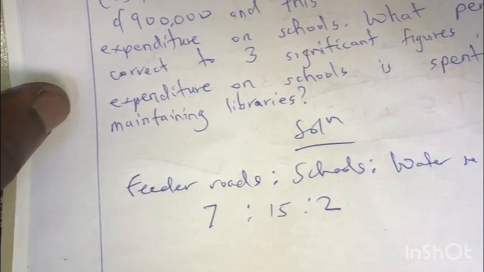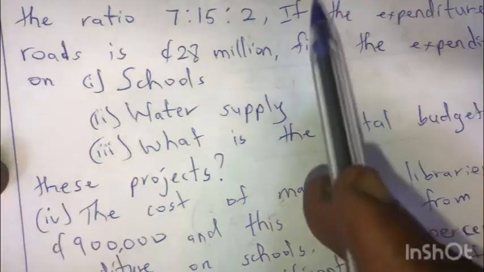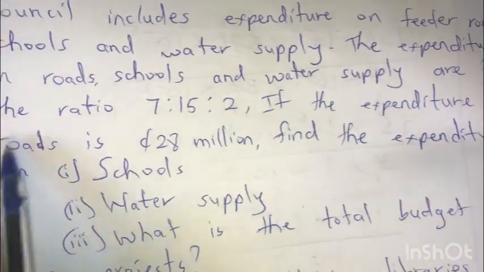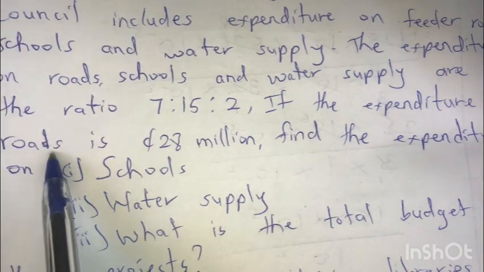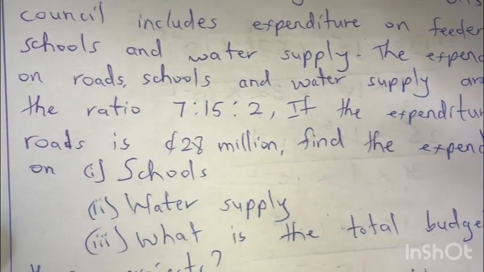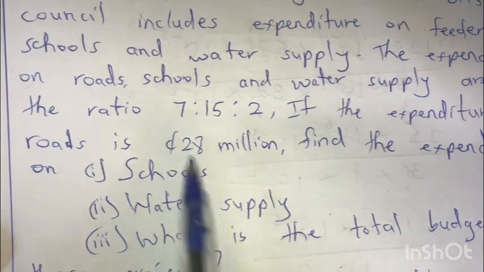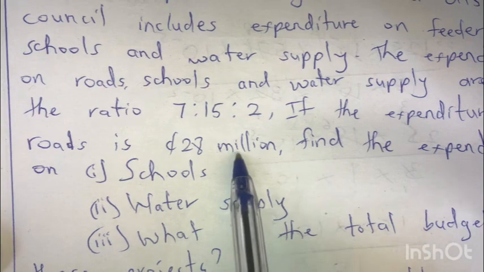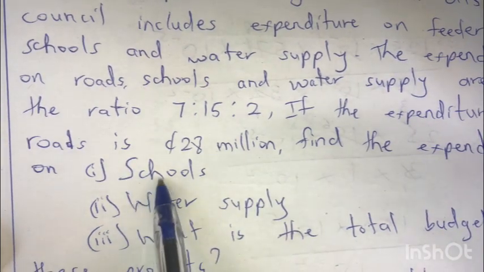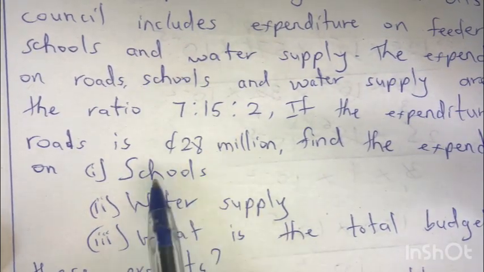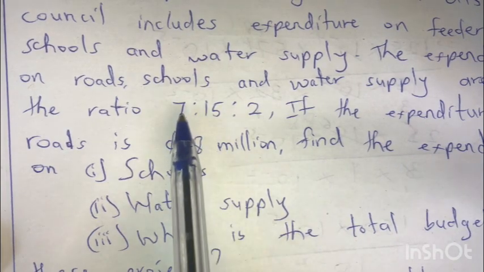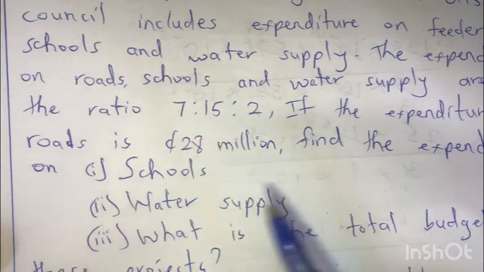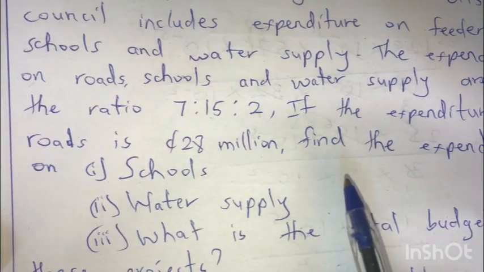The question came on and told us that the expenditure on roads is 28 million. It means that which value is 28 million? The 7. Okay, the 7 is 28 million. And now they're asking us to find the schools, which is 5. The ratio for schools is 5. So we are just going to say 7 is equal to 28 million, 5 equal to, then represented by a variable.